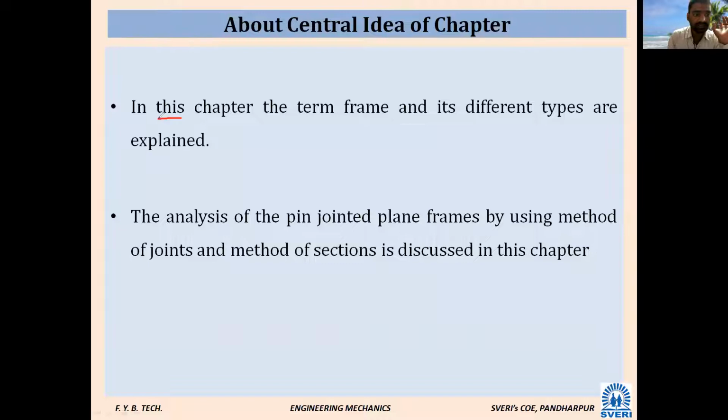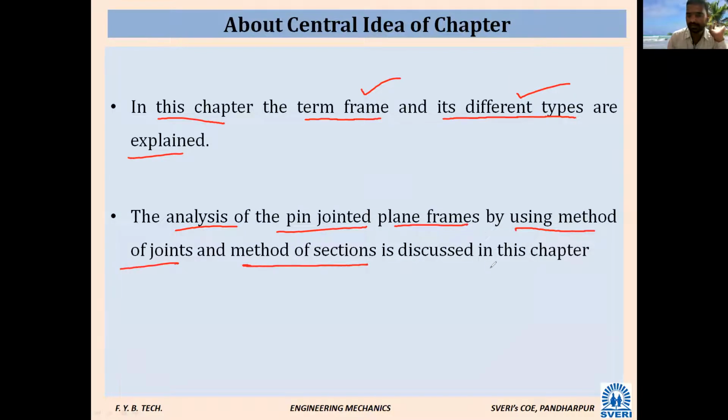In this chapter the term frame and its different types of frames are explained. What is a frame and what are the different types of frames, we will study. The analysis of pin jointed plane frames by using method of joints and method of sections are discussed in this chapter. There is one plane frame, so how to find out the forces in each member is done by using method of joints and method of sections.